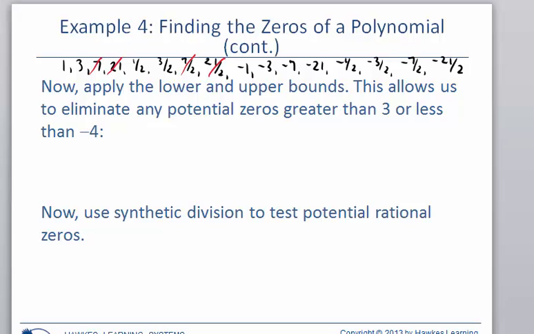Okay, and then there's no zero that's less than -4. So -7, -21 are both out. -21 over 2 is out. So let's make a list now of what we have left. So our potential rational zeros, we have 1, 3, 1/2, 3 halves, -1, -3, -1/2, -3 halves, and -7 halves.